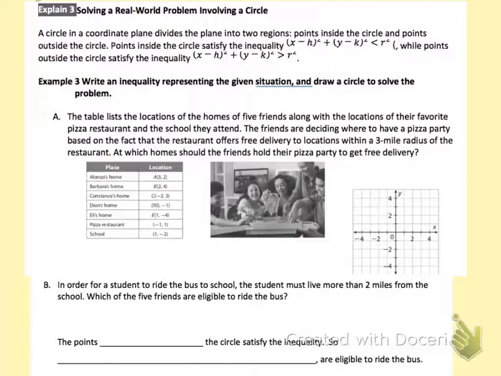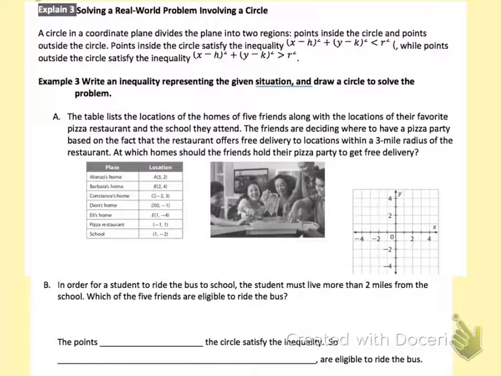so they would be outside the circle. So example 3 says to write an inequality representing the given situation and draw a circle to solve the problem. The table lists the location of the homes of 5 friends along with the location of their favorite pizza restaurant and the school that they attend. The friends are deciding where to have a pizza party based on the fact that the restaurant offers free delivery to locations within a 3-mile radius of the restaurant. At which homes should the friends hold their pizza party to get free delivery?